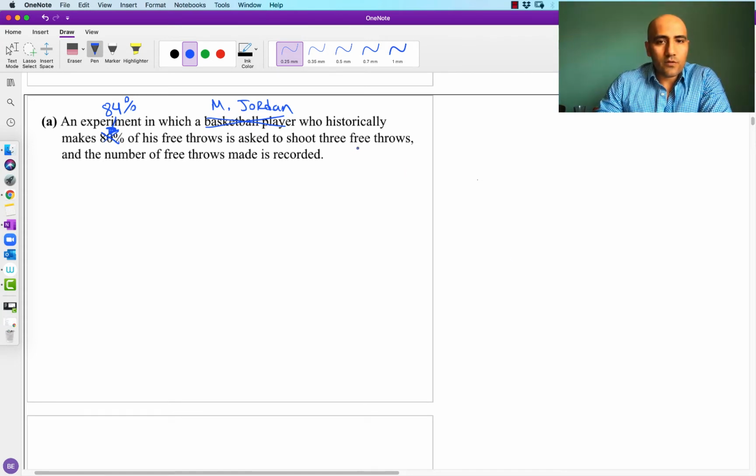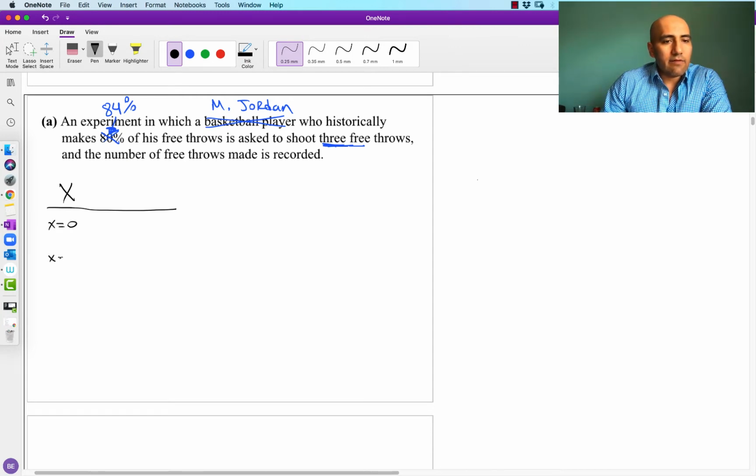Shoot 3 free throws. And then the number of free throws made is recorded. Okay, so as we saw earlier, this does satisfy all the conditions of a binomial random variable. And so the random variable x can take on the values. So we're going to have this little table over here. And x can take on the values of 0. It can take on the value of 1. Right? He makes 1 out of the 3. It could take on the value of 2. He makes 2 out of the 3. Or maybe it could take on the value of 3. He makes all 3 free throws.